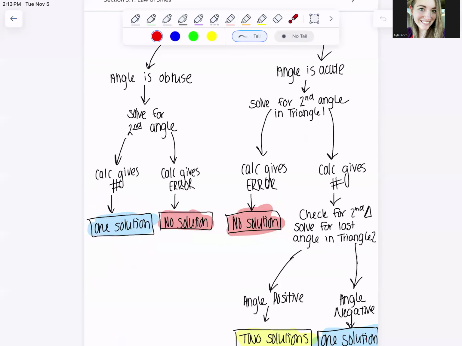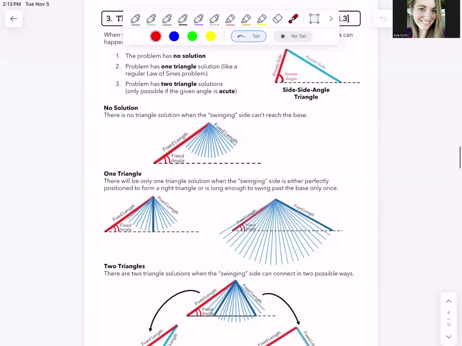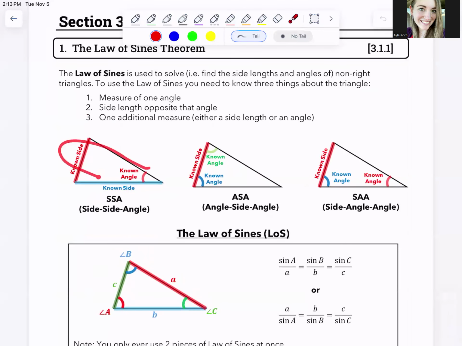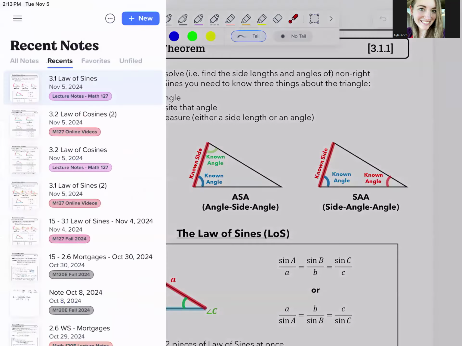Let me scroll back up here. So for instance, you could know an angle, its opposite side, and then a side, an angle, its opposite side, and then an angle. Or you might know two angles and a side between them, but you can always find this third side if you know two angles. So you would know a side and its opposite side. So law of sines was for that situation.